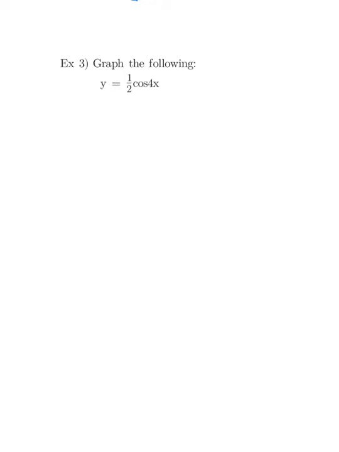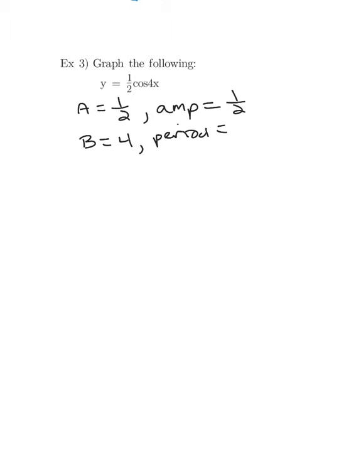On example 3, we are going to put both of our changes to a function into play at once. Notice that we have an a of 1/2. So what that means then is that amplitude is 1/2. We have a b of 4. So what that means is that our period, we're going to take standard period for cosine, which is 2 pi divided by 4, and that simplifies to be pi over 2.